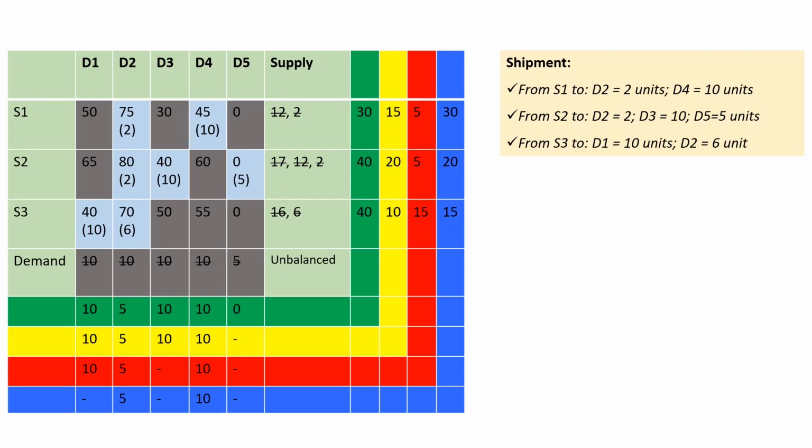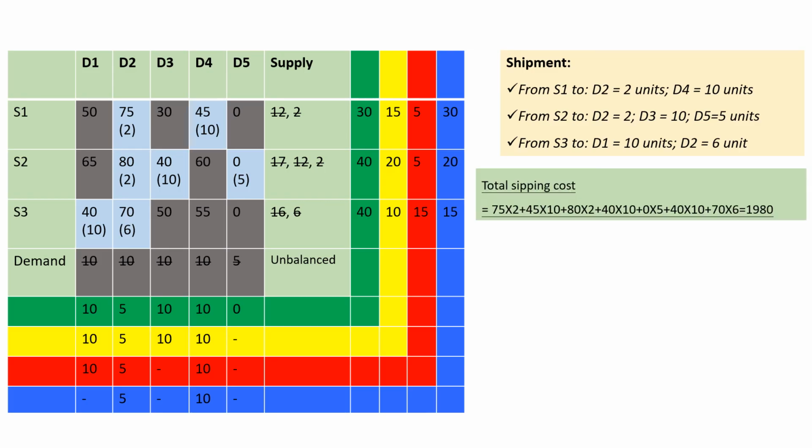And the cost can be calculated by multiplying the per unit cost by the number of items. So we calculate 70 times 2 plus 45 times 10 plus 80 times 2 plus 40 times 10 plus 0 times 5 plus 40 times 10 plus 70 times 6. So the result will be 1980. As you see, this transportation cost is still better than the least cost method. So Vogel's approximation method is somewhat closer to the optimal solution. In turn, the least cost method is somewhat closer to the optimal solution than the northwest corner method.